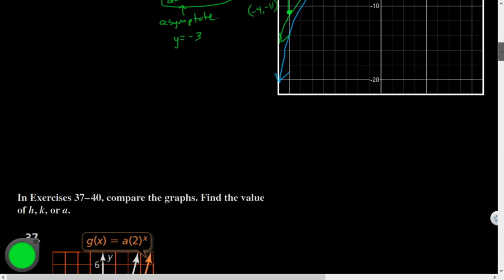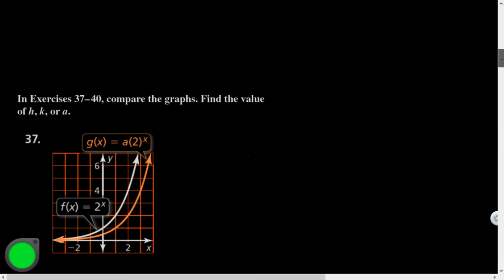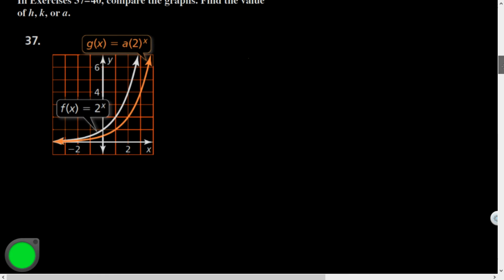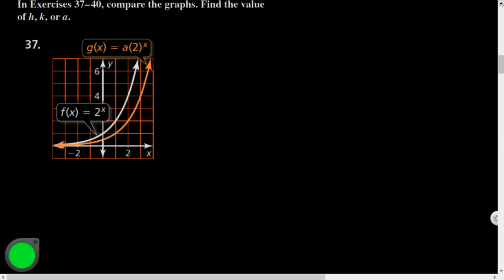All right, last problem, because I got to pick up the pace here. We're 11 minutes in. That one I just went over is gold right there. All right, it says compare the graphs and find the value of H, K, or A.